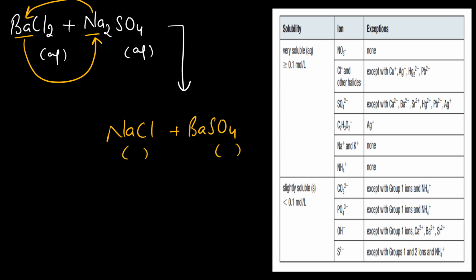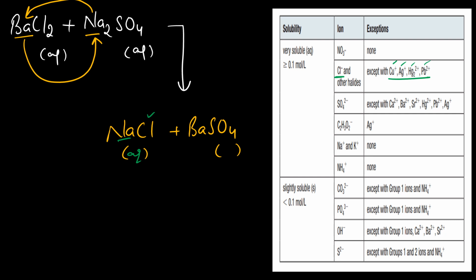First we check the physical state of chloride. We know chloride is soluble with most metal ions except these. Here we have sodium, and we don't have sodium in this list. We have copper, silver, mercury and lead. So it's going to be aqueous.